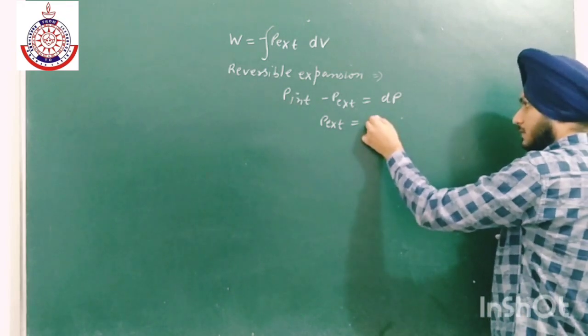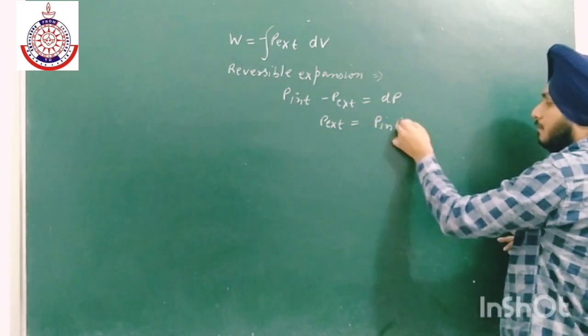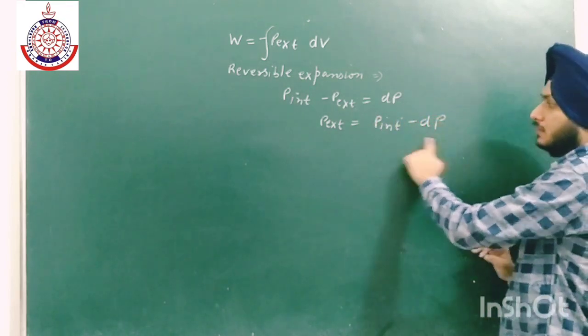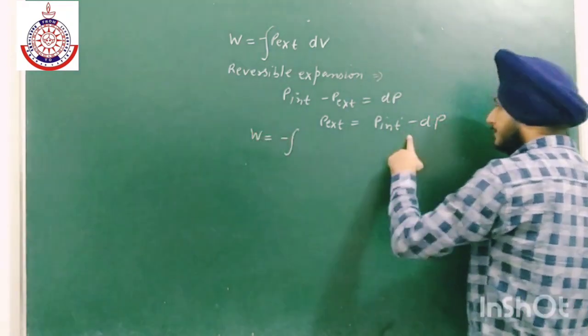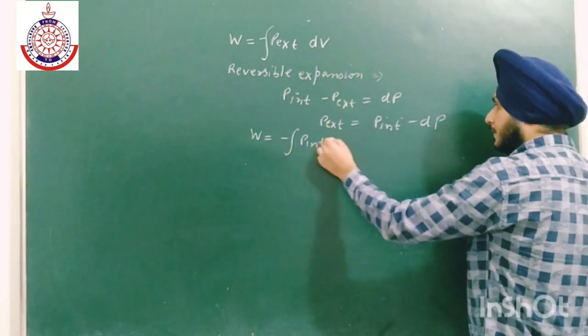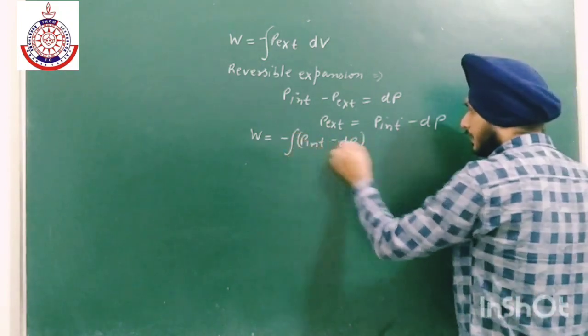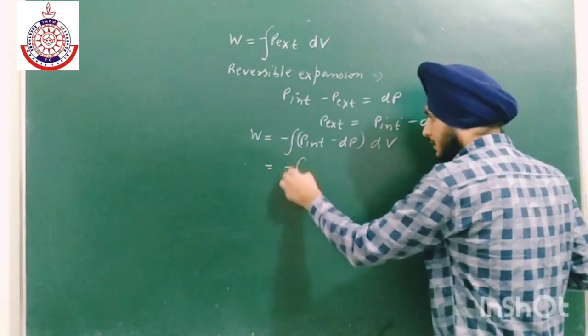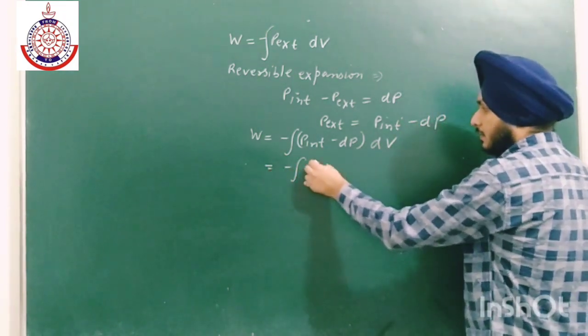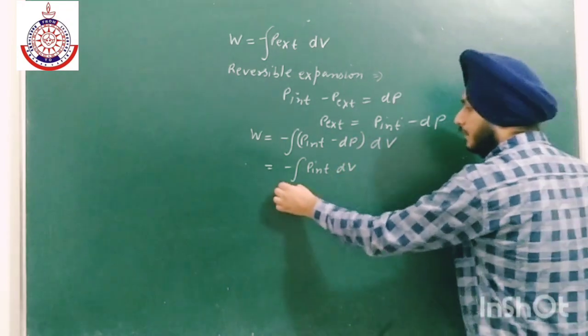We will get P internal minus dP. Okay, so now put this value there. We will get W is equal to minus P internal minus dP whole multiplied by dV. So now multiply P internal dV from V1 to V2.